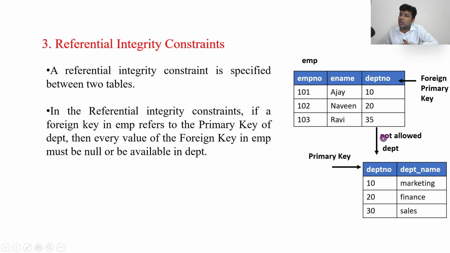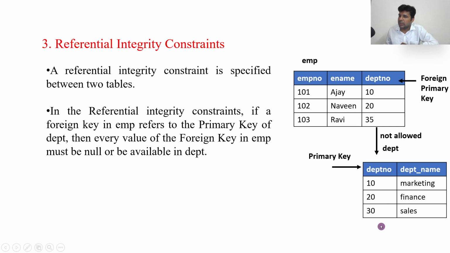Why is it not allowed? Because there is no 35. When I enter 35, Ravi doesn't have a department. 35 doesn't have any department number. See, in the department table only 10, 20, 30 are there. Only 3 departments are there. You cannot enter other than 10, 20, 30. You can leave it empty, but you cannot enter anything other than 10, 20, 30. That's a violation of the referential integrity constraint.